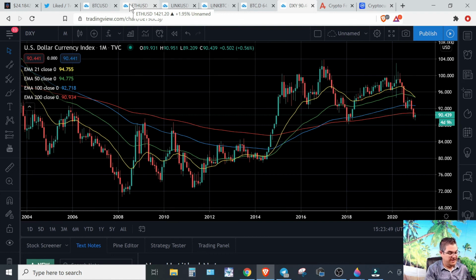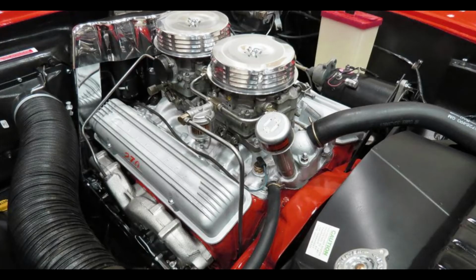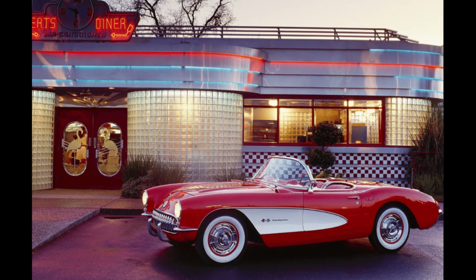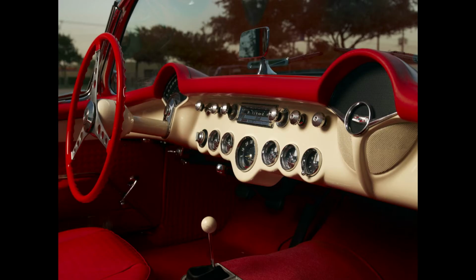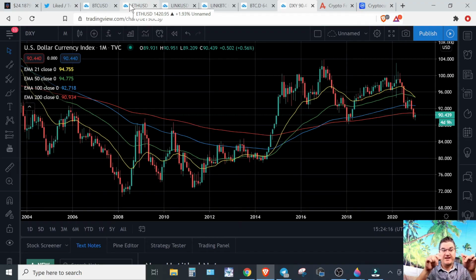We'll do our car of the day. It's a 57 Corvette. Here's our quote of the day.